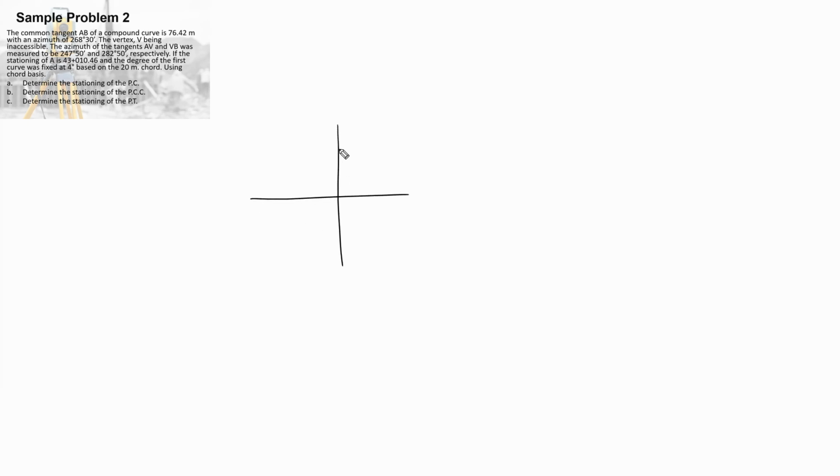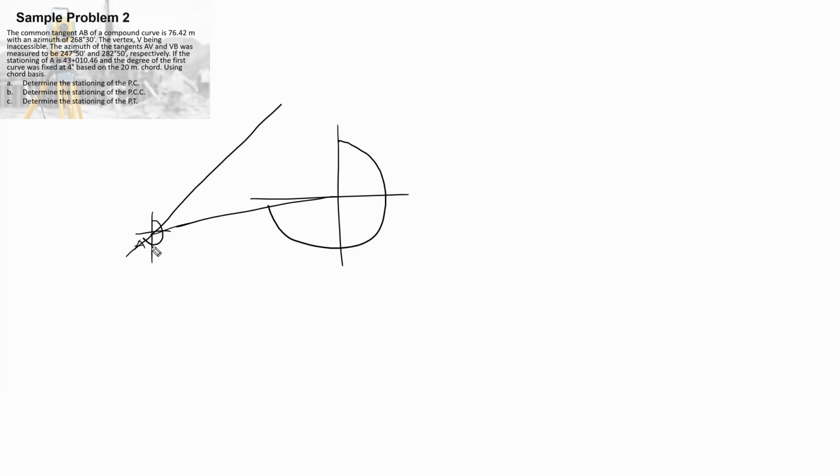Ang azimuth, di ba, is clockwise. So, from north, so 268. Kunyari, kasi 270 yung. And then, si 247 si AV. Kunyari ito si A, 'di ba? Ito si A. So kung siya ay 247, siya ay pa ganito. So 247. So parang pa ganun siya.